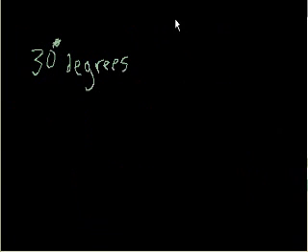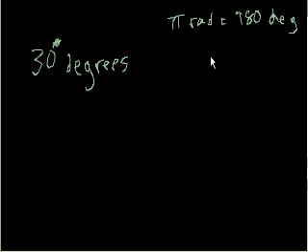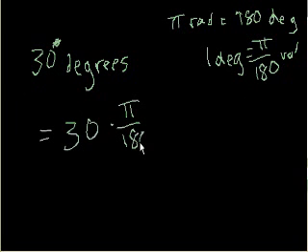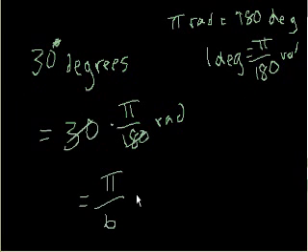I'll do one more example. Let's say 30 degrees. Once again, I forgot the formula, so I just remember that pi radians is equal to 180 degrees. So 1 degree is equal to pi over 180 radians, right? So 30 degrees is equal to 30 times pi over 180 radians, which equals, let's see, 30 goes into 180 6 times. That equals pi over 6 radians.